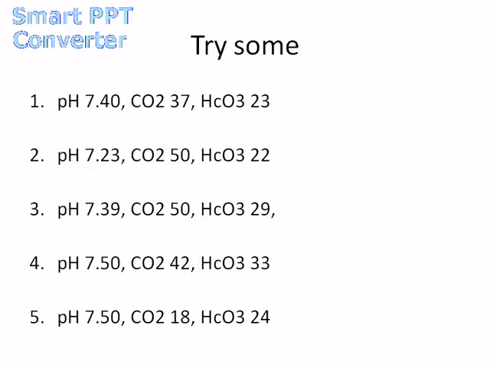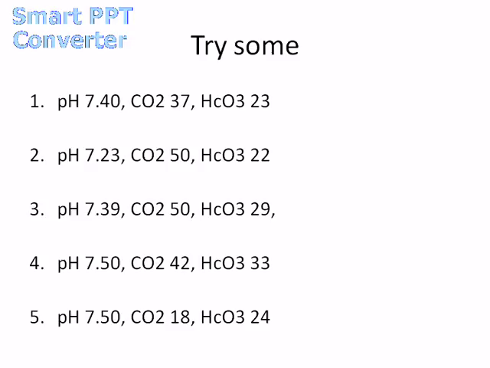So number 2, 7.23, CO2 50, and bicarb of 22. So let's ask our questions. Is the ABG normal? Okay, so we can see right away that the pH and the CO2 are out of normal range. So it's not normal. We have to move on to our next question. Is the pH acidotic or alkalotic? Okay, so the pH is less than 7.35, so therefore it is acidotic, right? Because it's 7.23, that's less. It's acid.